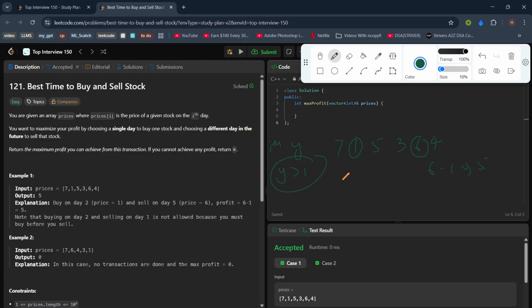I guess you are understanding what I'm saying, because suppose you buy stock on day 2, you cannot sell it on day 1. You need to sell it on a day which is further than 2 only, like 3, 4, 5, something like that. So this is a thing that we need to keep in mind.